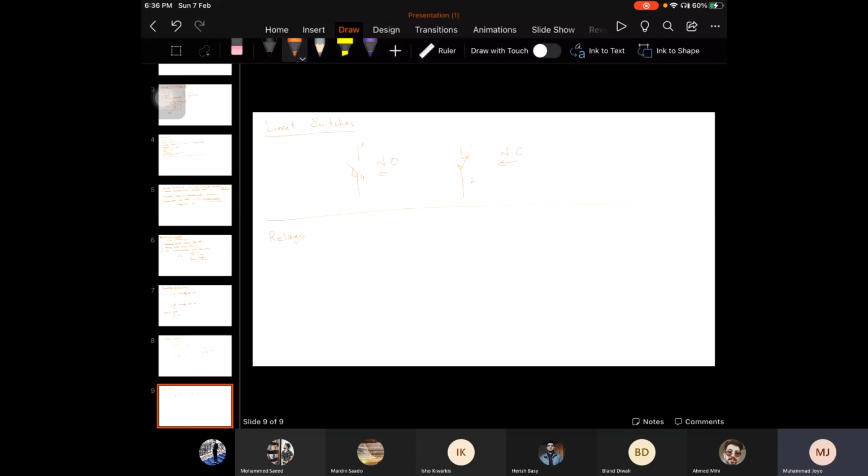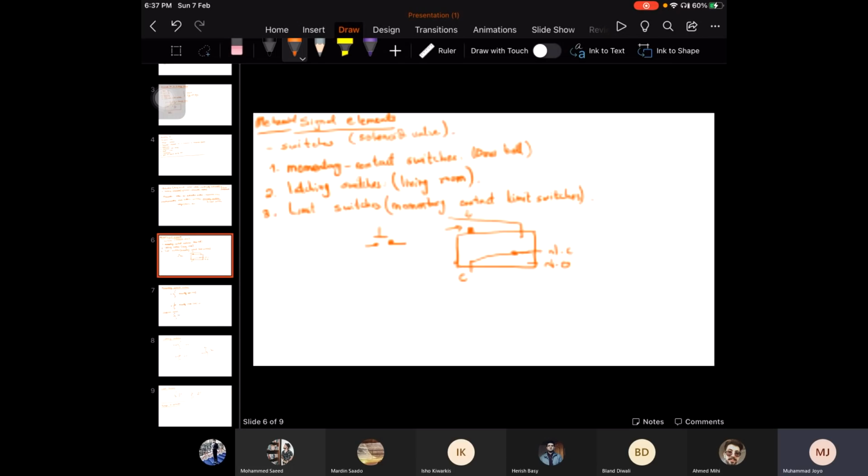Then after the limit switches, we have relays and contactors. We already had some idea about relays and contactors and how to use them. There is actually very little difference between relays and contactors, but usually contactors are used as a switch in a switchgear system when you are dealing with very high amperes. Relays are not used in such an environment where very high currents are required.